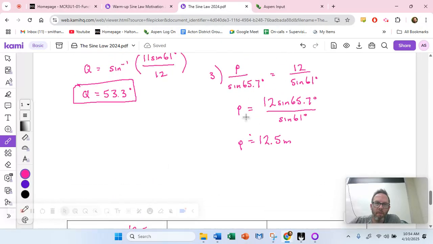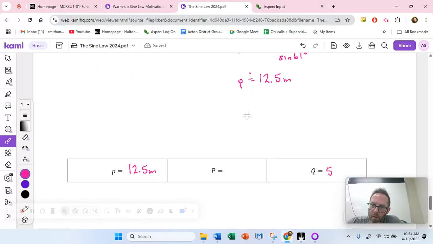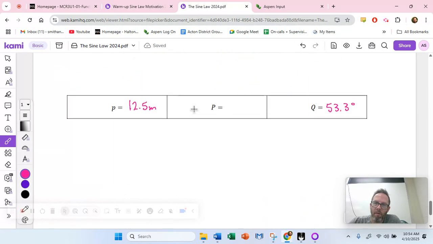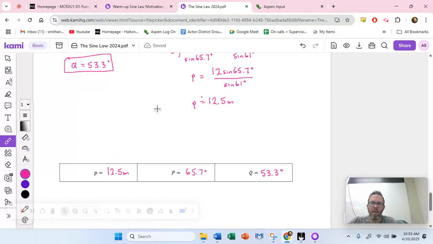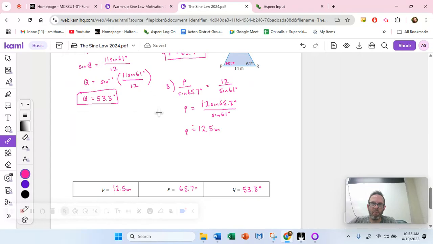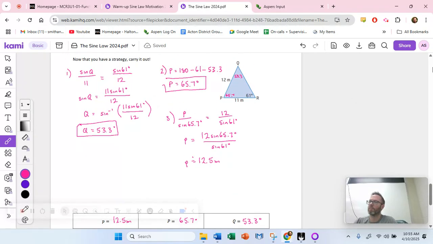P, 53.3, and angle P 65.7. All right, I just zoomed out to get everything in there. Sorry if you have to squint, but now I can just wrap up the lesson.